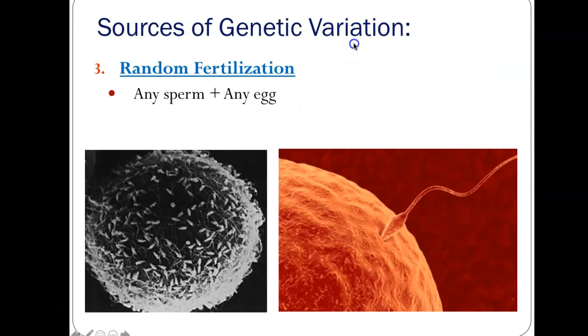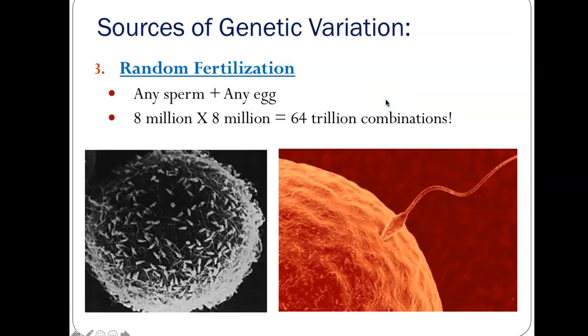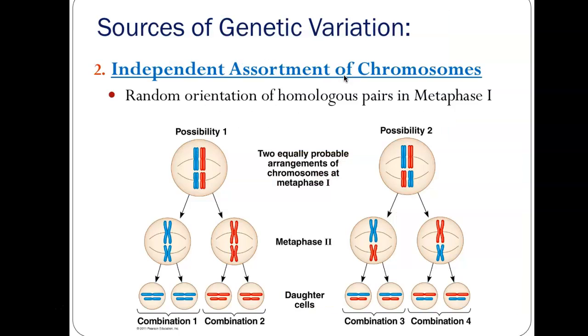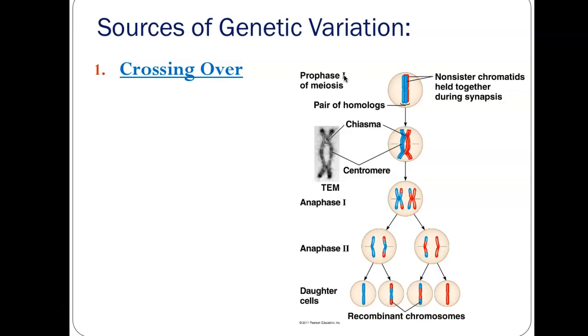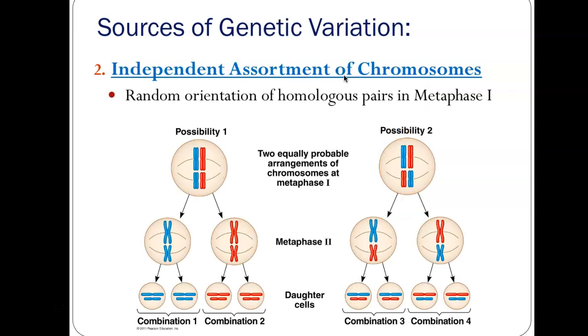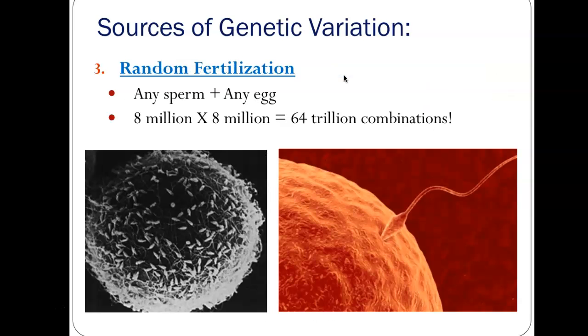And then the third way that you get genetic variation in humans is random fertilization. Any sperm, any egg, there's a 1 in 64 trillion chance that you came to be. Isn't that so amazing? You're just so unique and special. All right. I don't think you needed to write anything down for that one, but just so you know. Random fertilization, any sperm, any egg. So if I asked you, what are the 3 sources of genetic variation in humans? You would say crossing over, and you would know what that meant. Independent assortment of chromosomes, and you would know what that meant. Random fertilization, and you would know what that meant.